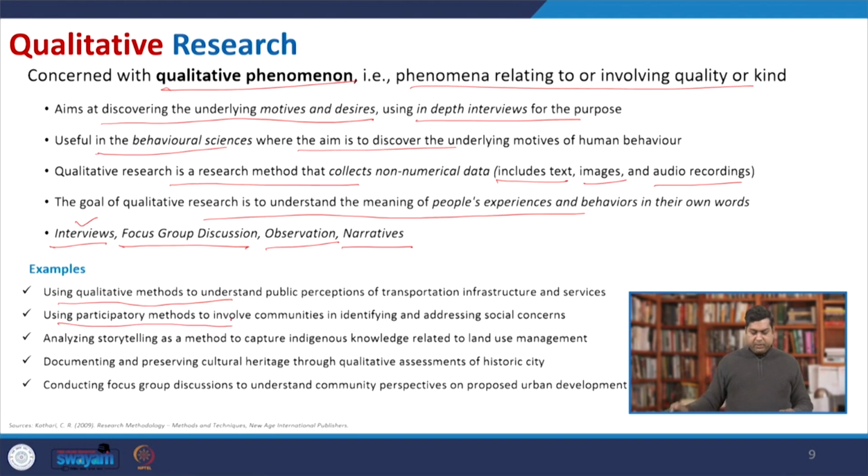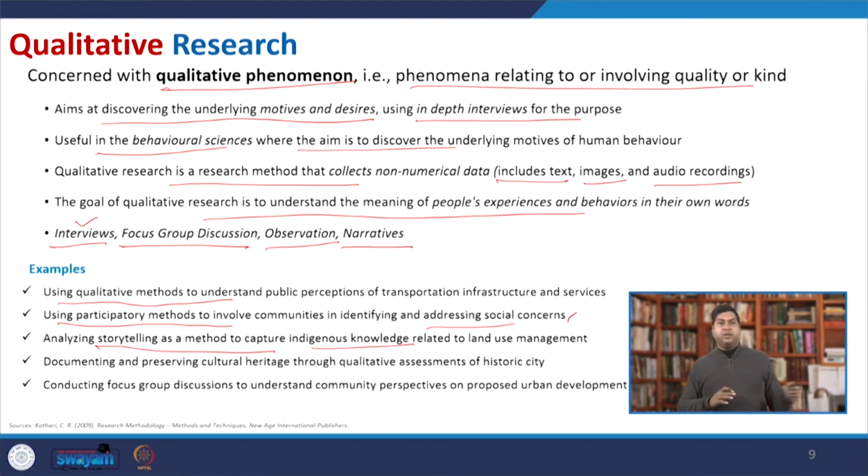Using participatory methods, involve communities in identifying and addressing social concerns. So here it is public participation. You can go for a focus group discussion and then try to come out with the solution, and there will be some community belonging. That is very important in nowadays research, that participatory co-design approach, so that you can take it here. Analyzing storytelling as a method to capture indigenous knowledge related to land use management.